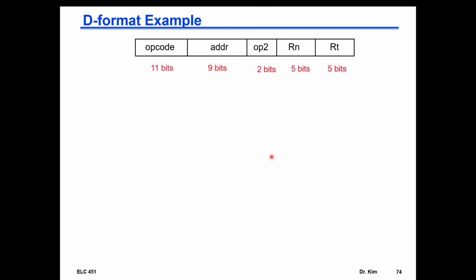So let's look at an example. We are loading register 9 with the contents of register 10 plus a displacement of 80.